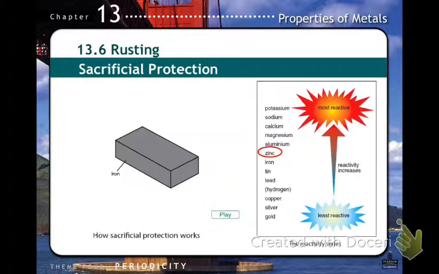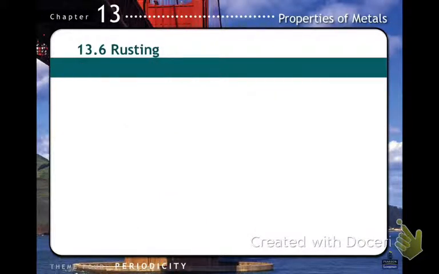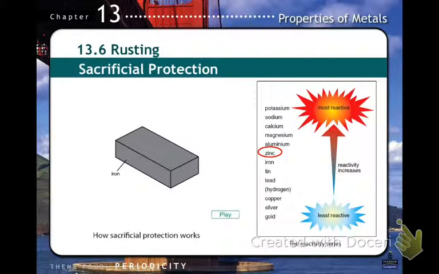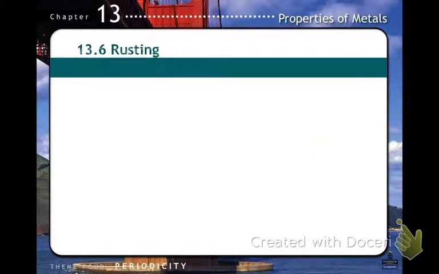For example, for sacrificial protection, usually you will use a more reactive metal, either zinc or sometimes magnesium. Now, why can't you use potassium or sodium? If you use potassium or sodium, it will be very reactive, and it might just not be safe at all. So usually you use a metal that is more reactive but to a lesser degree. That's how sacrificial protection works.